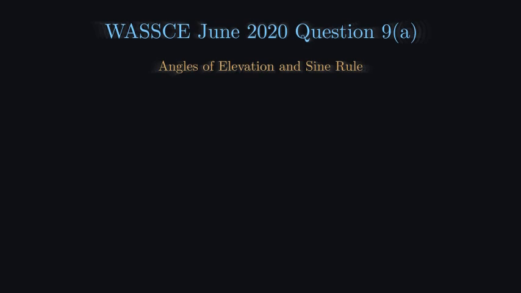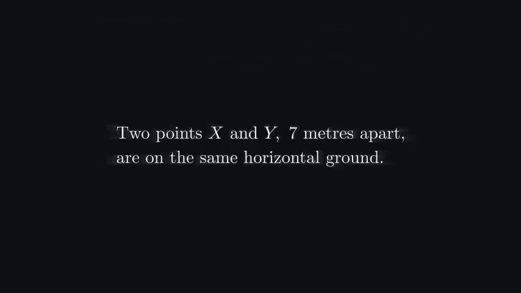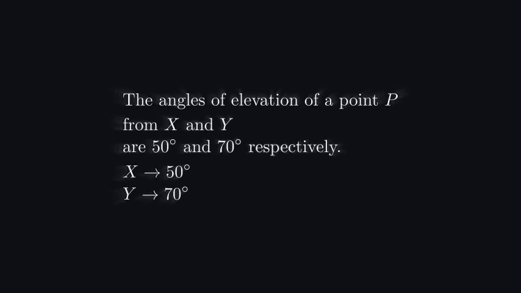Today, we are solving WASSCE June 2020 question 9a. This is an angles of elevation problem, and the first important skill is drawing the diagram correctly from the words. The question says that 2 points, X and Y, are 7 meters apart, and they're on the same horizontal ground. The angles of elevation of a point P from X and Y are 50 degrees and 70 degrees, respectively. The word respectively means the angle from X is 50 degrees and the angle from Y is 70 degrees.